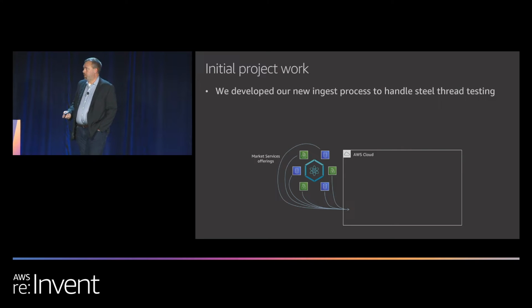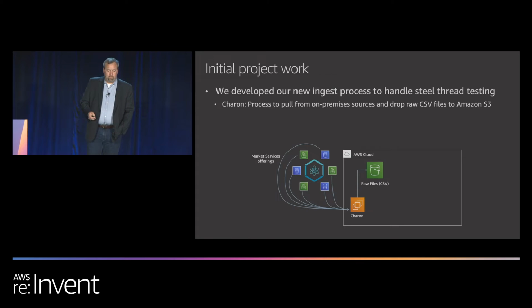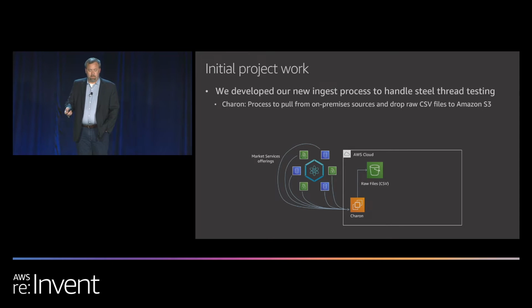So when we did our initial project work, we started out with our ingest. And so we first adapted an existing application called Charon, and its job was to go grab all those files and databases, grab all of that on-prem data, and store it in S3 in its raw format.